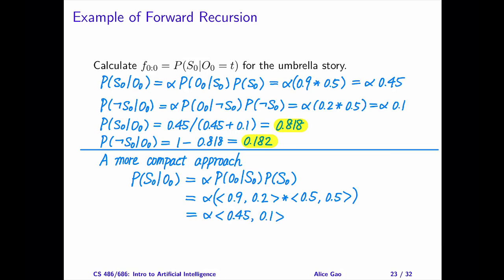Finally, we need to normalize both values. This step is much easier to visualize since we have both values in the same place. These are the final answers, which are the same as before.